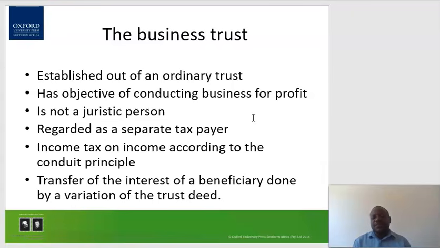Transfer of interest of a beneficiary is done by a variation of the trust deed. Because once a trust is registered, there are trustees, then there are also beneficiaries. So if you want to transfer interest, you will have to revise the trust deed so that you vary the interest of each beneficiary.